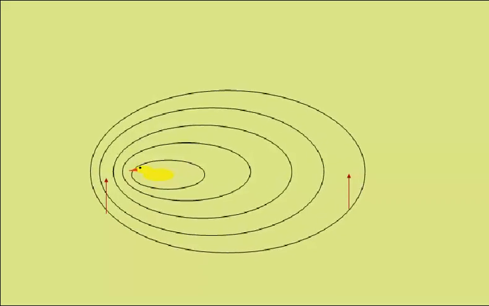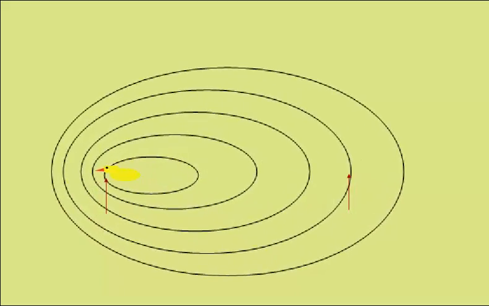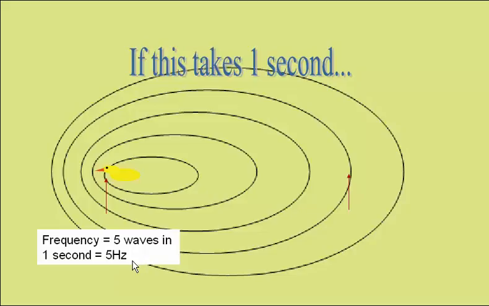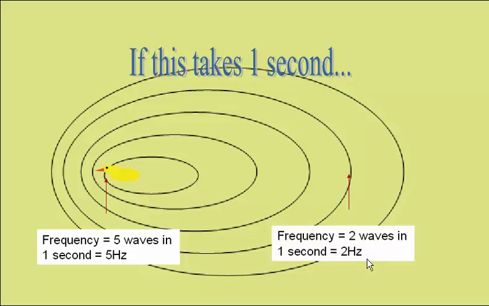As the duck swims, we get this sort of effect. If that has taken 1 second, an observer here will have seen 1, 2, 3, 4, 5 waves pass them, so they will see a frequency of 5 Hz. An observer here will have seen just 2 waves pass them, so they'll see a frequency of 2 Hz.